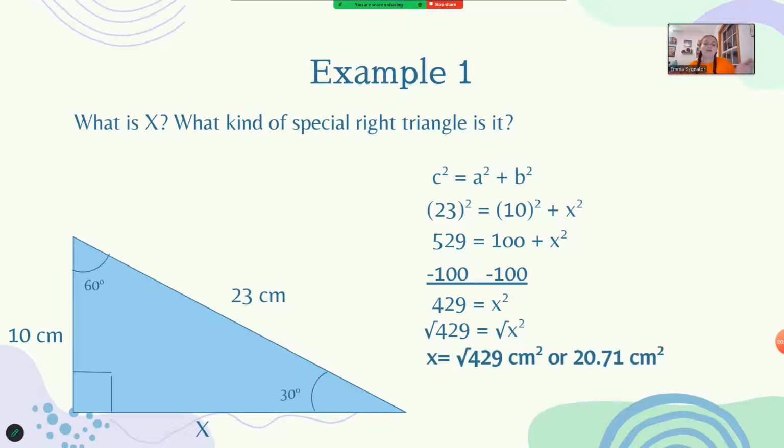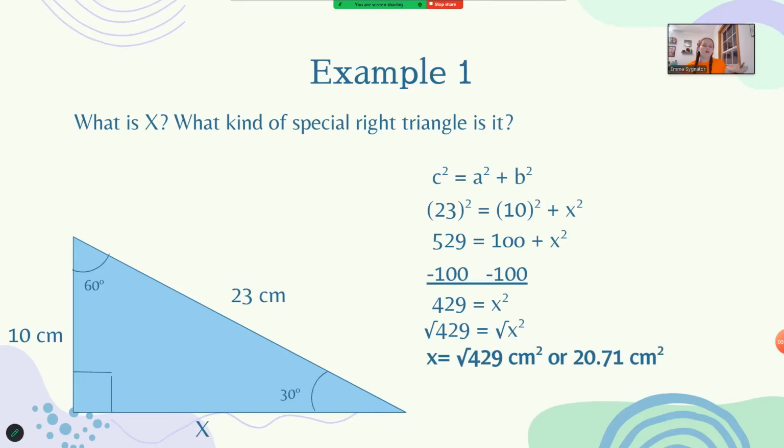So your answer can be the square root of 429, or if the instructions are asking for a decimal, you would get the answer of 20.71 centimeters squared. And you want to make sure the unit is centimeters squared because in the diagram, you're multiplying centimeters together. So you want to make it centimeters squared.